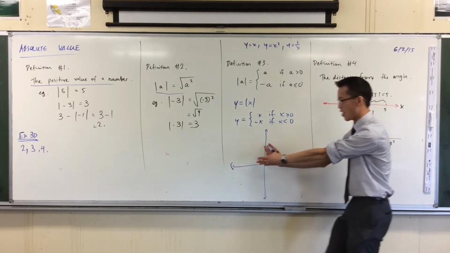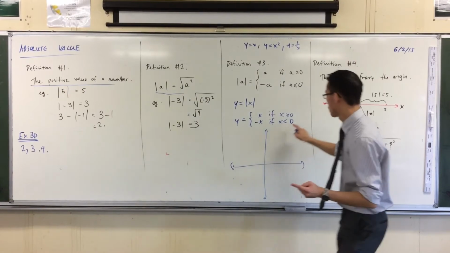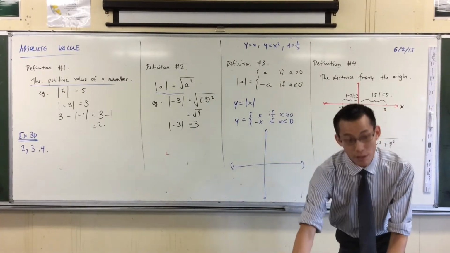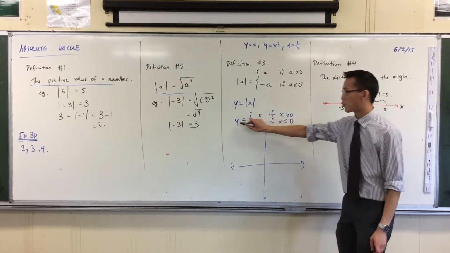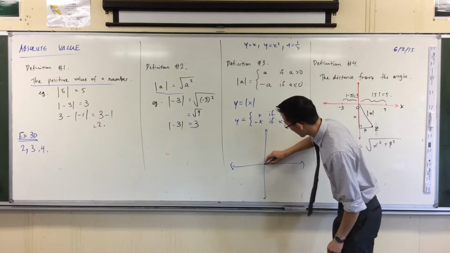On the left-hand side, over here, x is negative, right? So I'm in this category. This is the condition I'm satisfying. Okay? So therefore, in this region, I'm graphing y equals negative x. I've been graphing that for ages. It just looks like this.